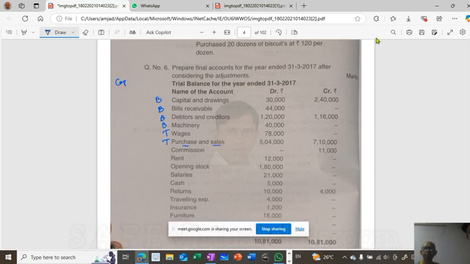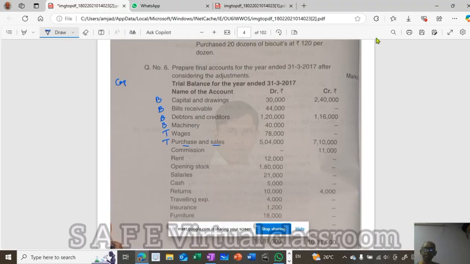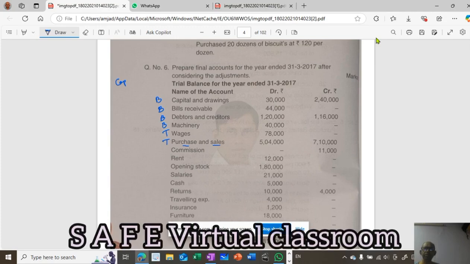Sales will also go to trading. That is how you get gross profit. Sales minus purchases will give you gross profit.